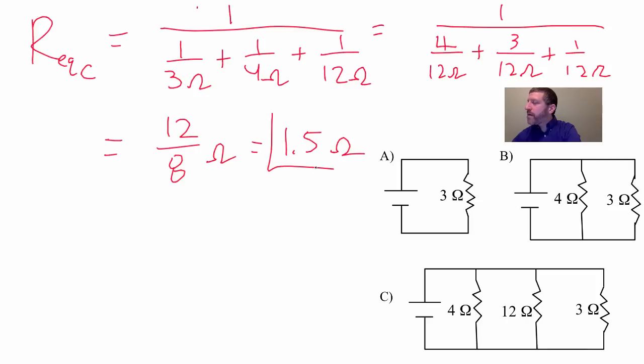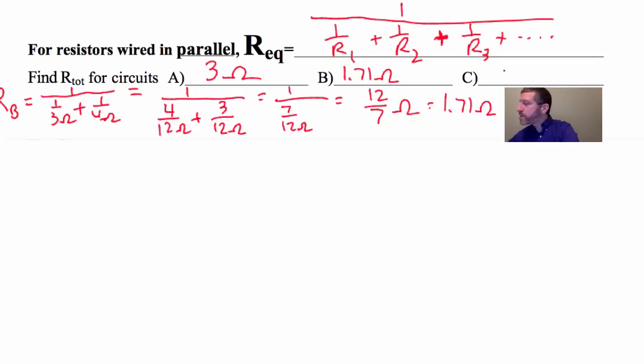And that's got to make sense. It's got to be less than what we had before. And sure enough, it is less than what we had before. So this is going to be 1.5 ohms. The more resistors you add in parallel, the lower the overall resistance is.